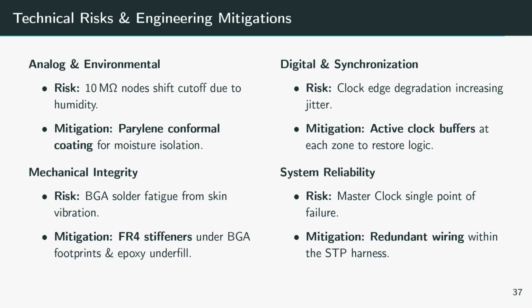Of course, deploying these complex electronics on a flex PCB in an aerospace environment carries real-world risks. To mitigate moisture affecting our high-impedance analog nodes, we apply a conformal coating. To prevent vibration fatigue, we place rigid stiffeners under our components, and to ensure system reliability, we use clock buffers and redundant wiring to prevent single points of failure.